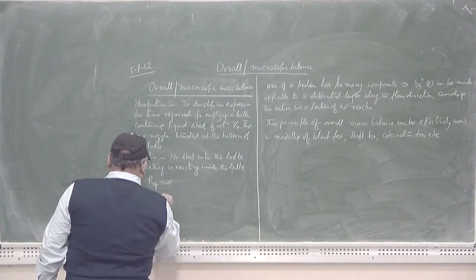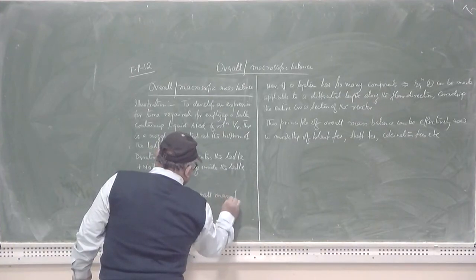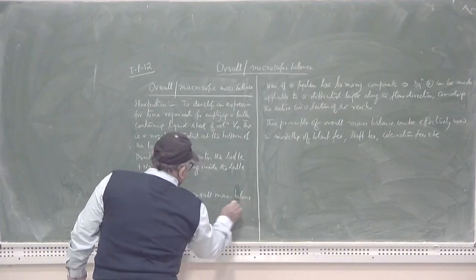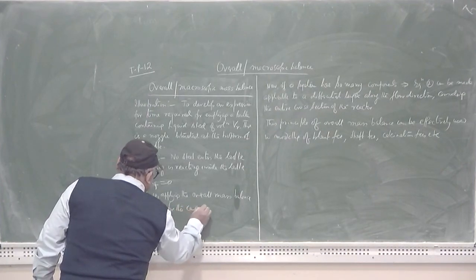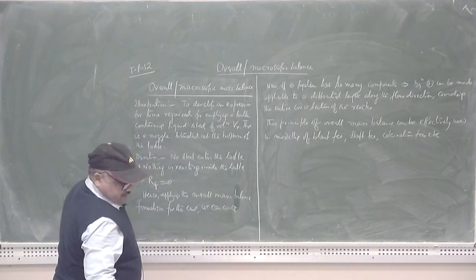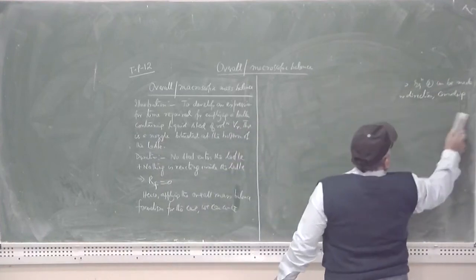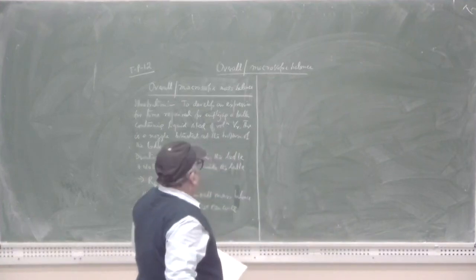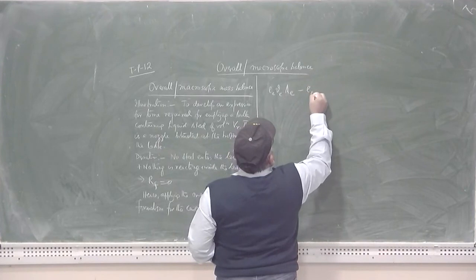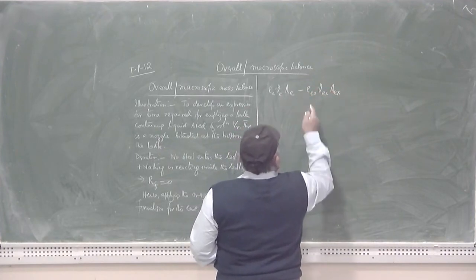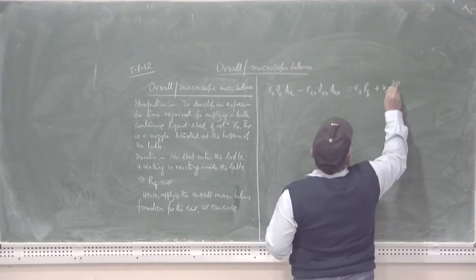Hence, applying the overall mass balance formalism for this case, we can write that rho_ex V_ex A_ex minus rho_e V_e A_e should be equal to V_R R_f plus V_R d rho upon dt.